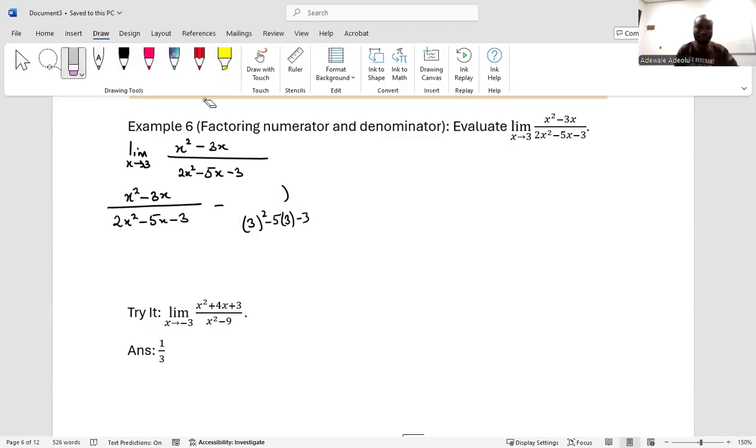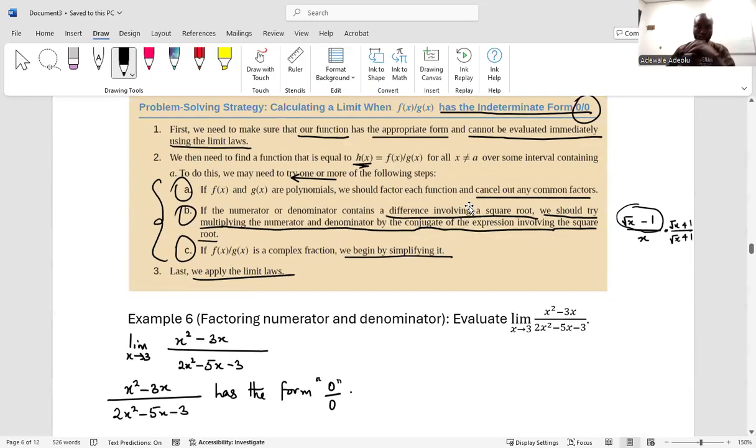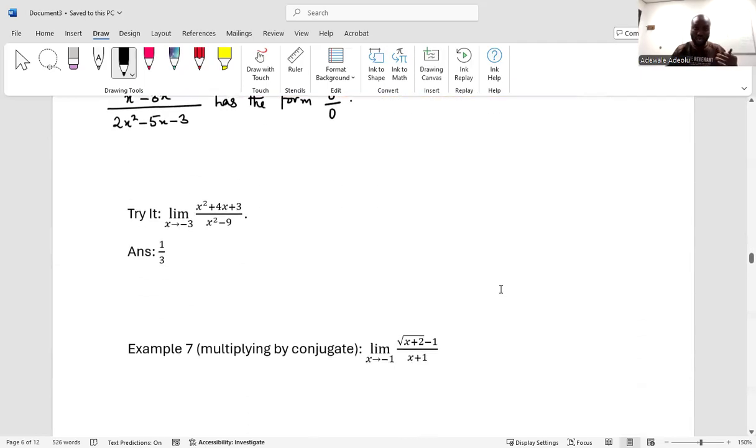So we claim that this function has the form 0 over 0, which is an indeterminate form, right? It has this form. It is not an answer. We cannot have 0 over 0 as an answer. So it is a form which is indeterminate. And what we have learned here is that when we have that situation, we can apply any of these. We can apply one of these three or more, depending on the situation we are having.